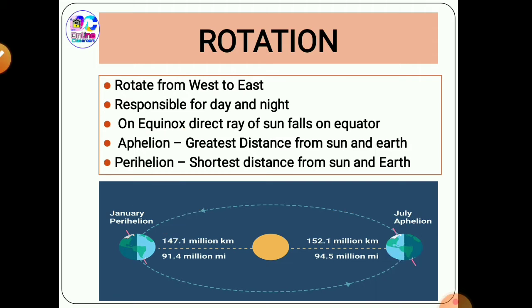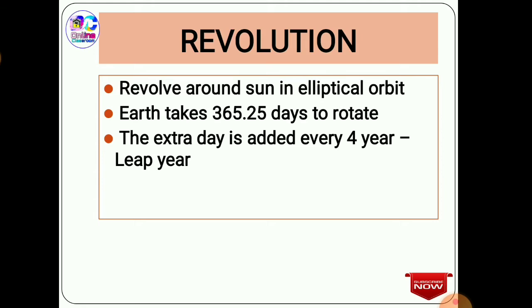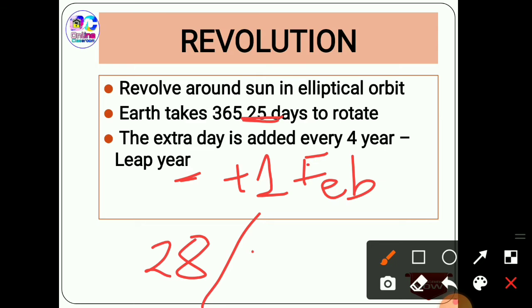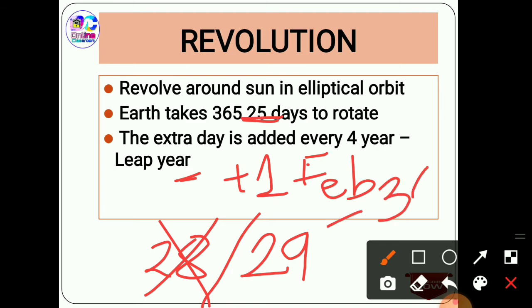Next we are going to talk about the features of revolution. So what does revolution mean? Revolution is revolving around the sun in an elliptical orbit. The earth takes 365.25 days to revolve. This extra 0.25 day is added after every 4th year, giving rise to the concept of the leap year. In a leap year one extra day is added in the month of February, so instead of 28 days in that year, we have 29 days. In a leap year we have 366 days instead of 365 days.